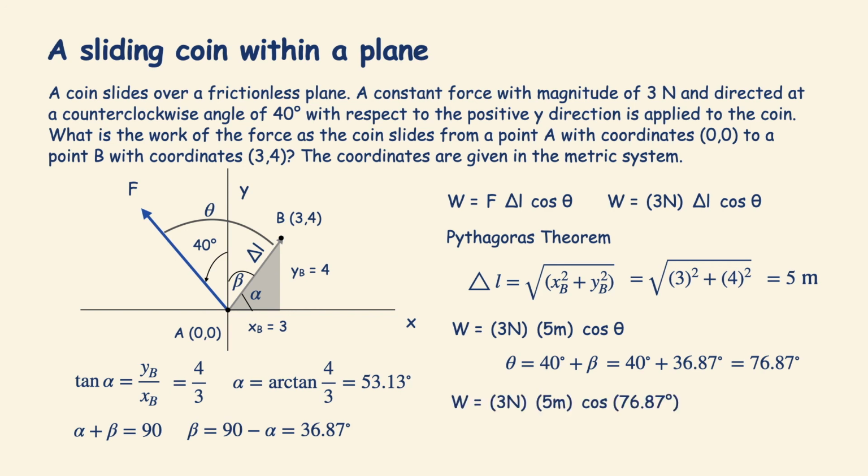Now I'm finally ready to calculate what the work of the force is here. I have the magnitude of the force, 3 newtons, the magnitude of the displacement, 5 meters, and cosine of theta, the angle between the two, which turns out to be 76.87 degrees. And that gives me, for the work done by that force F on the coin as it slides from point A to point B, plus 3.41 joules.